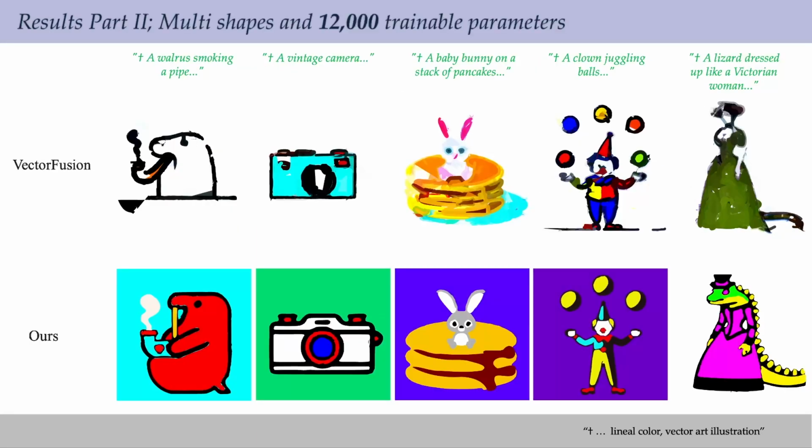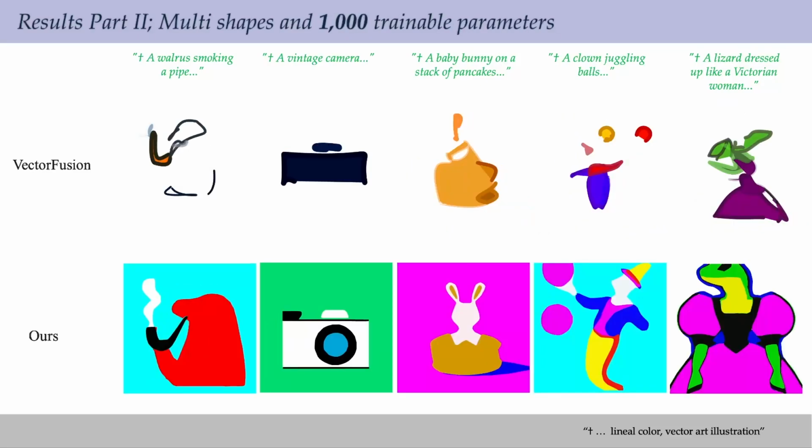Here we show the results when optimizing multiple shapes. We can capture cleaner shape geometry across diverse topologies. Now we set number of frequencies to 2 and optimize lower capacity MLPs. Our method remains robust at a low capacity, faithfully capturing the abstraction of the concepts in the input text prompt, while Vector Fusion is unable to capture these abstractions.